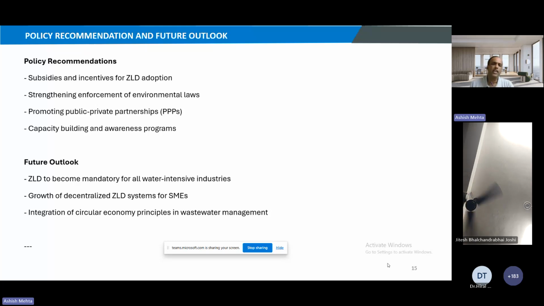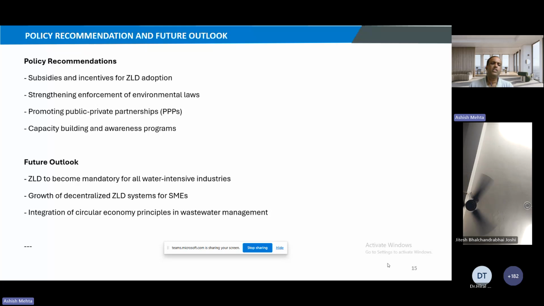What I can say is the future outlook would certainly be a mandatory approach for all the water intensive units. If you are in the process of setting up an industry and you fall into the water intensive industries, then the state pollution control board or the central pollution control board won't give you the permission until and unless you adopt the ZLD concept.